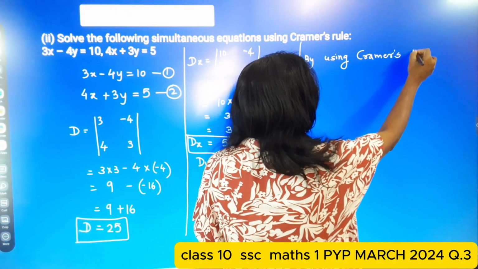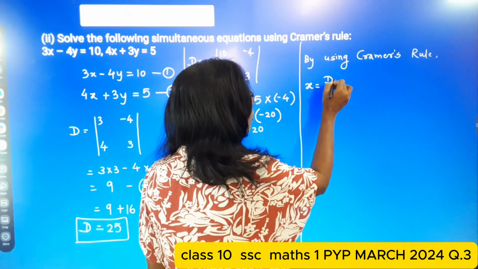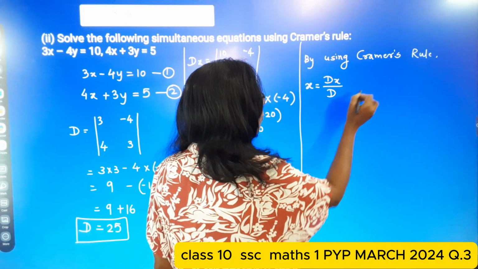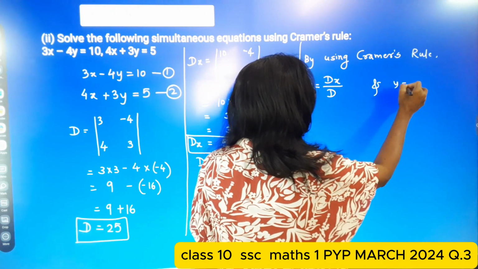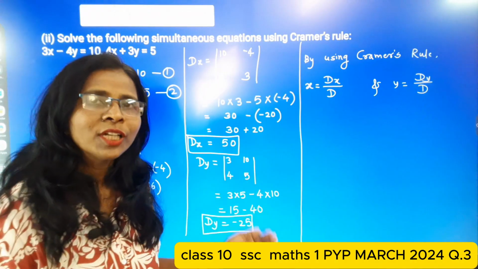Cramer's rule. So what is Cramer's rule? Cramer's rule is x is equal to Dx upon D, and y is equal to Dy upon D. So this is the formula for Cramer's rule.